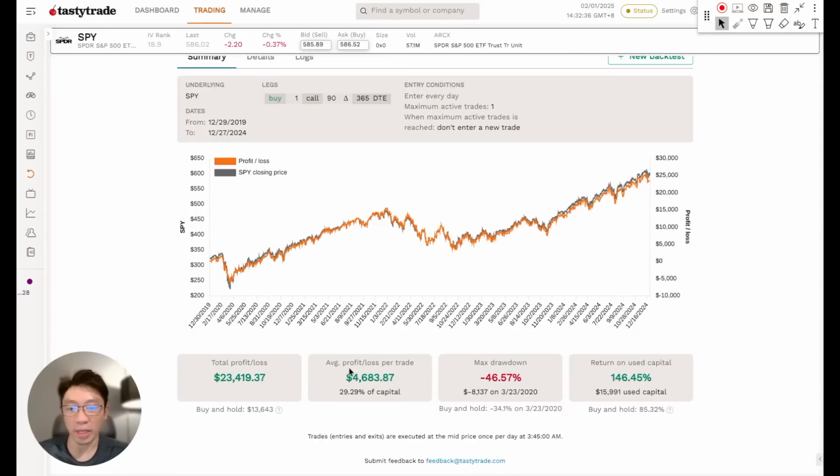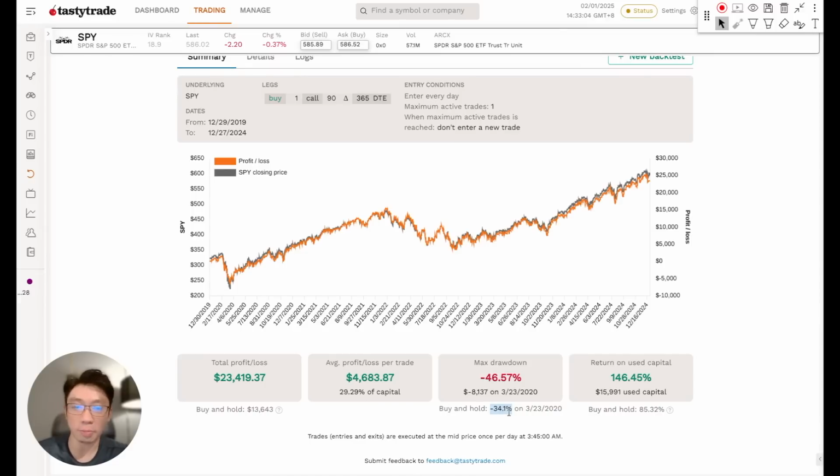And let's take a look at the average profit and loss per trade. It's about $4,683. The max drawdown is about 46%, and most likely, I think it's because of the pandemic. During the 23rd of March 2020, it was down about $8,000, because there was a big move down during the COVID time in 2020. And if you compare this to buy and hold, you notice that the drawdown is actually lower.